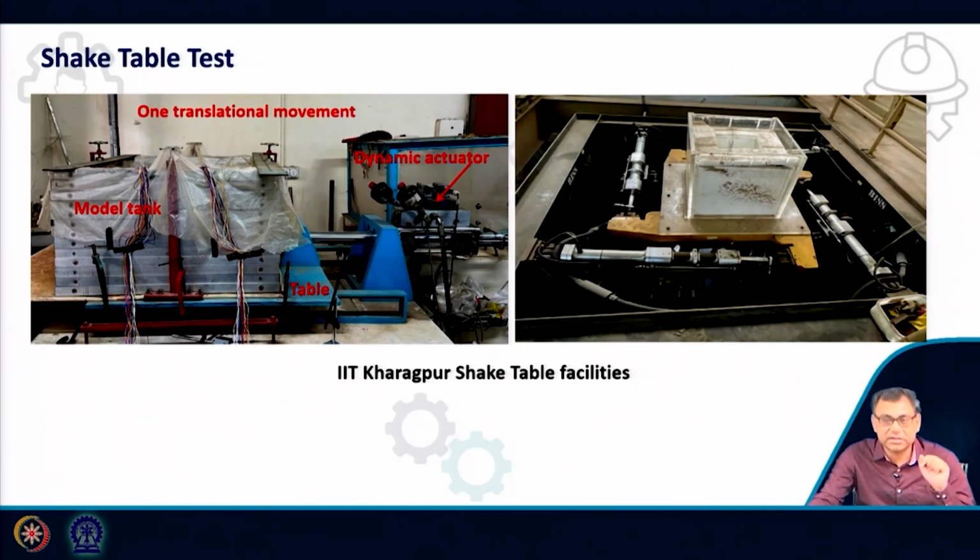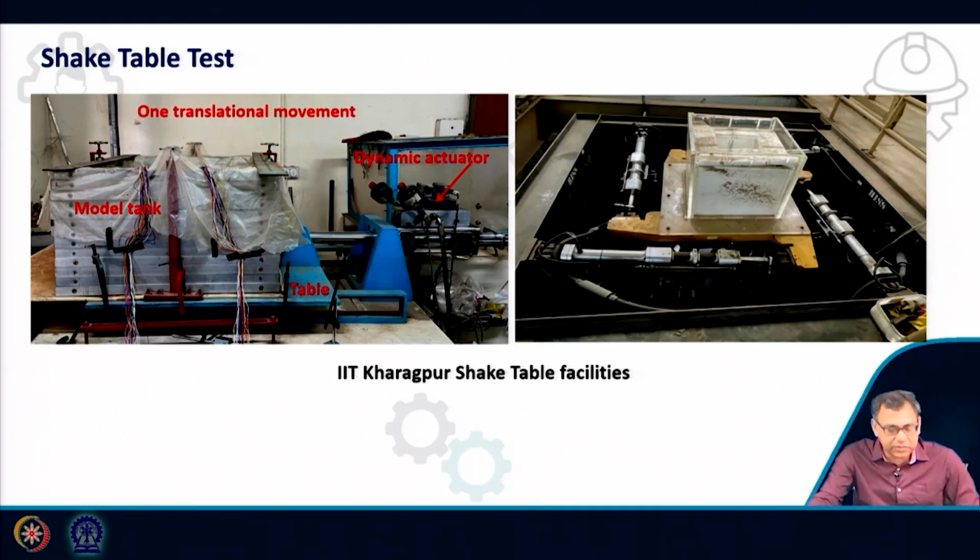In this testing facility, it moves only in 1 horizontal direction. 1 translational movement is possible, that is the horizontal movement. That is the 1D shake table. Here it is 3 translational movements and 3 rotations. All 6 types of movement at the same time are possible in this facility.